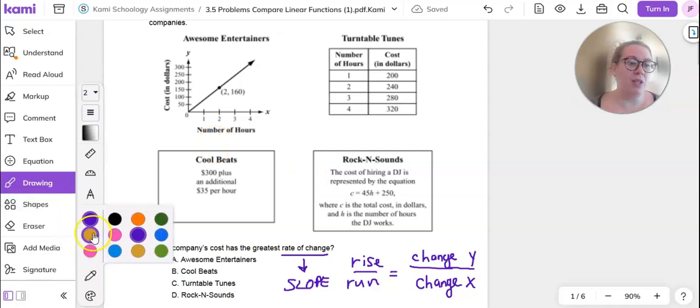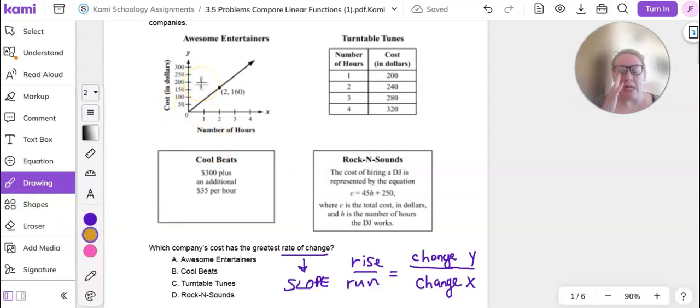Okay? So for the first one, we have a graph. So we have a point at 0, 0 and a point at 2, 160. So the rate of change for this first one, to go from one point to the next, we are going up 160 and over 2. So for every $160, that's for 2 hours. If we divide this to simplify, we get 80, which means that Awesome Entertainers is $80 for every 1 hour.